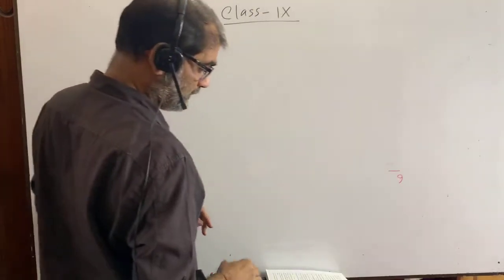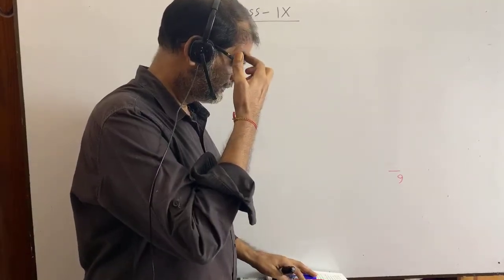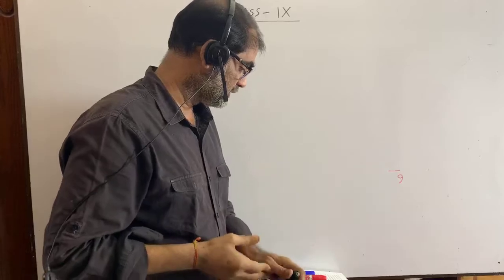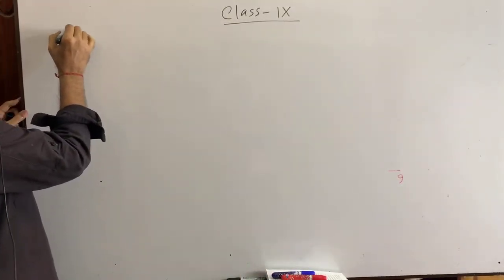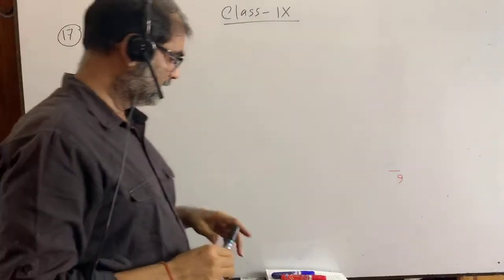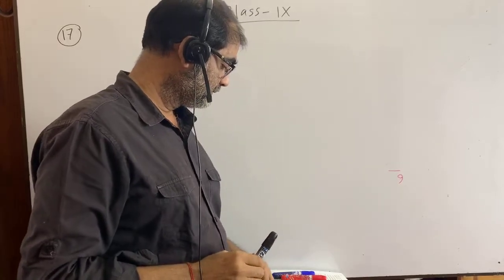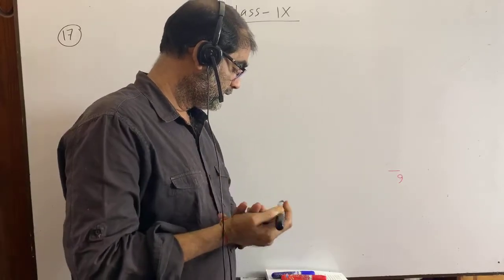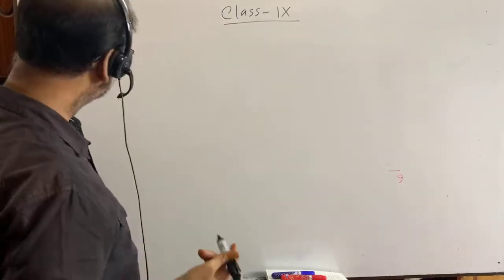Now you see another math, question number 17. Please try to understand question number 17. Pay attention, important math to be given in the examination. Question number 17. Here it is told a solid sphere of radius 4 centimeter is melted.